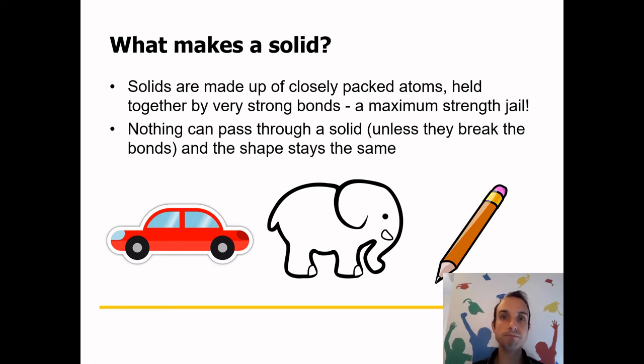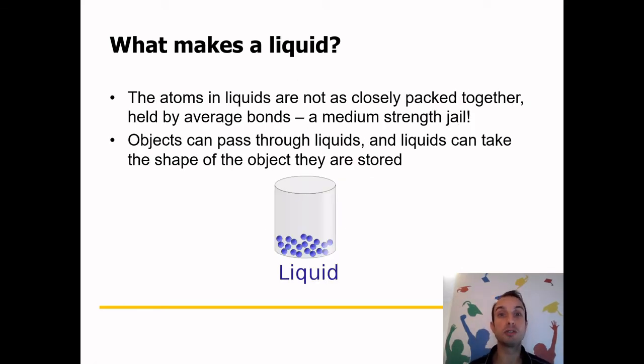So moving along to our second state of matter, those are the liquids and the medium strength jail we talked about before. These are atoms or particles that are held together by average strength bonds, and they've got more space between them. If you look at the diagram on the slide in front of you, you can see that the blue atoms, they're still close together, but there is more space.